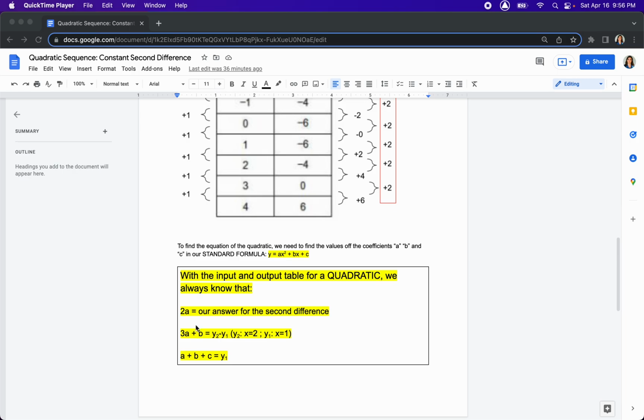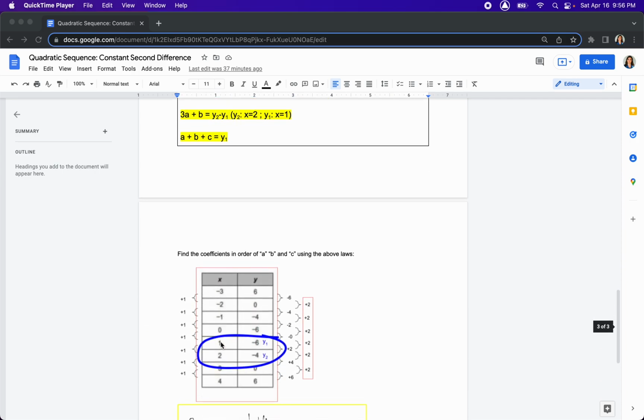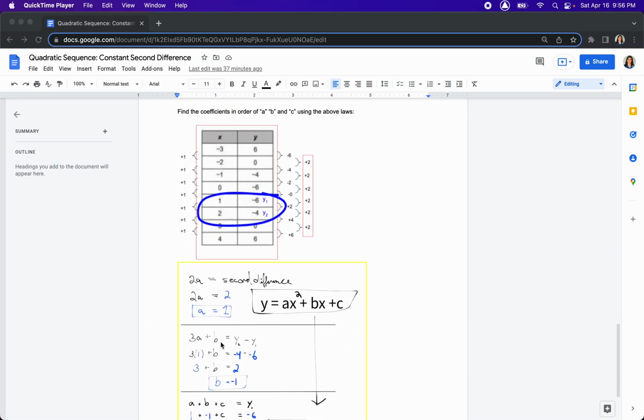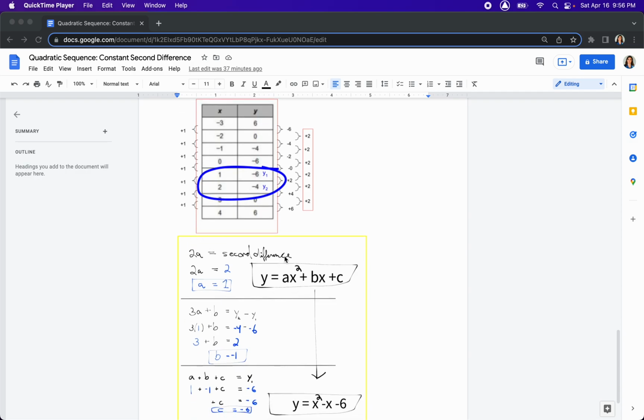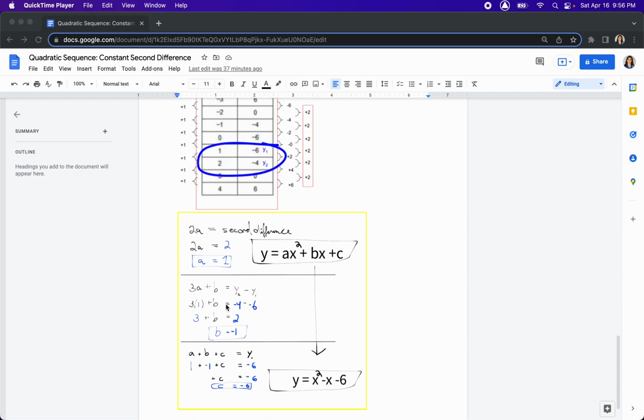Now I found b and a. The last law is a plus b plus c will always equal that y1 value where x equals 1. So here it is worked out with the table that I provided. And you want to do these laws in order of a, b, and c since it helps eliminate the terms.